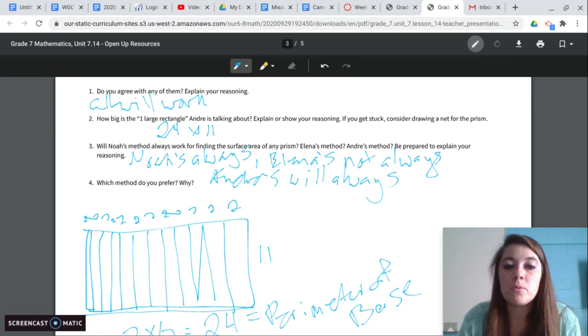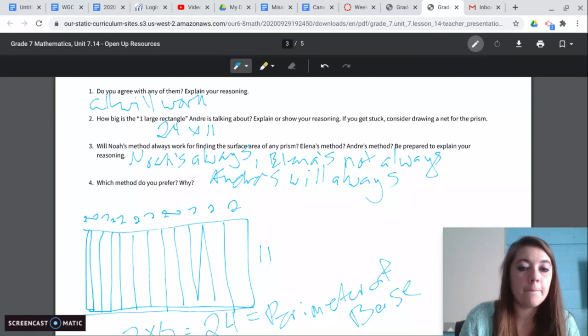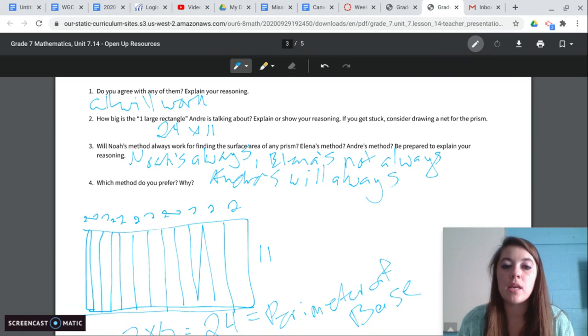Now, for number 4, which method do you prefer? That's for you to figure out. So play around with the different ways of finding these, see which makes most sense to you, which one you find easiest and most comfortable to work with. Obviously, Noah's can be a lot more work in some cases. Now, Noah's may have to be the way you go in some problems because you can't use Elena's method.